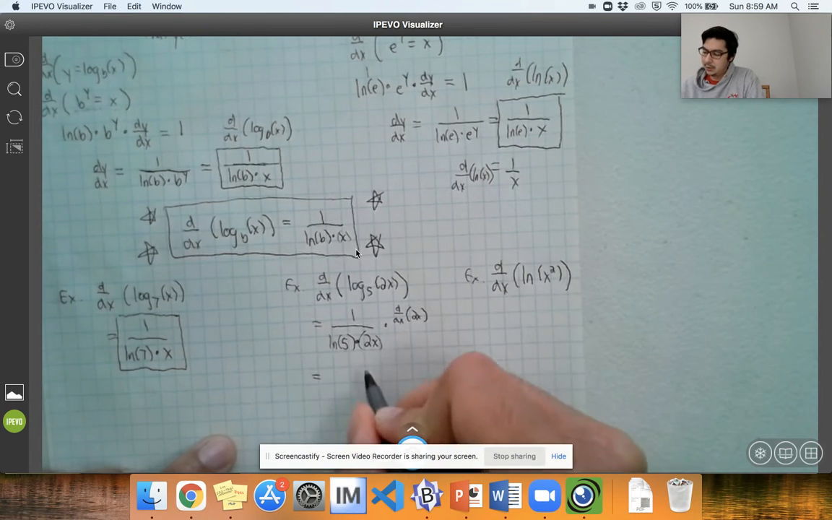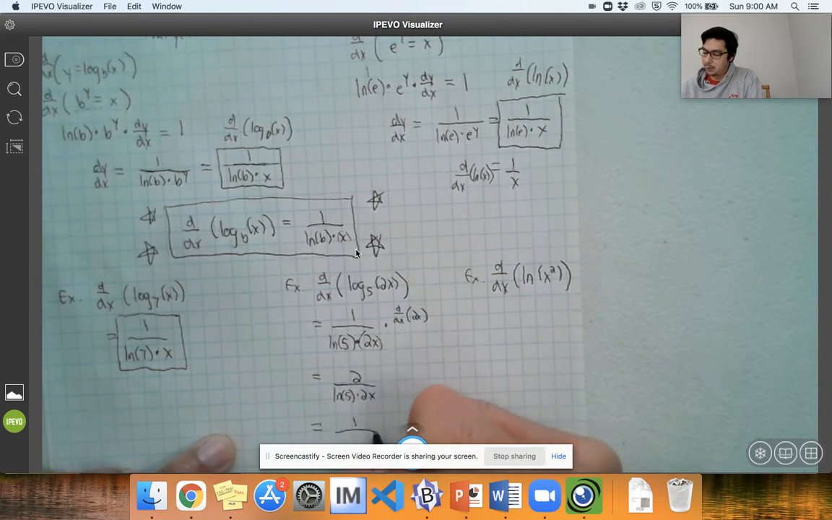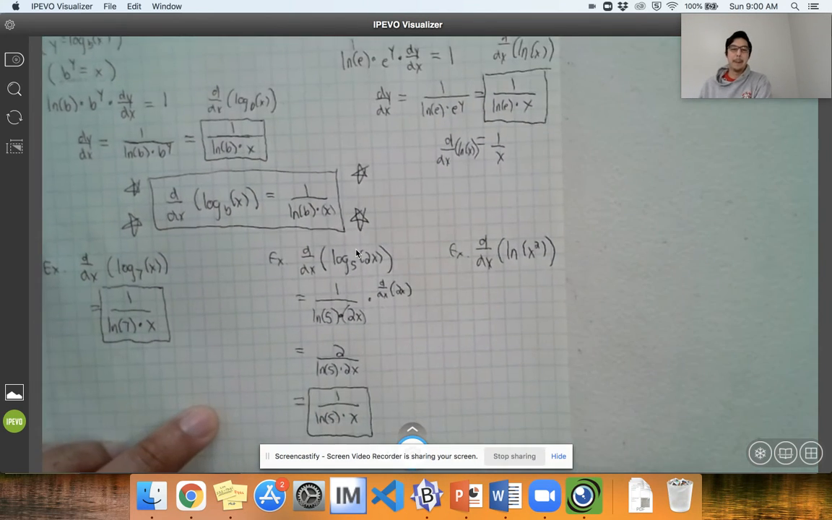So then your final answer here is actually going to be 2 over natural log of 5 times 2x, which, simplifying that a little bit further, we could write as 1 over natural log of 5 times x. So just be careful with chain rule there, okay?